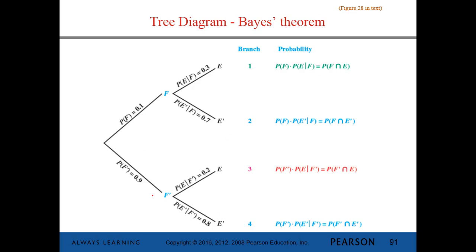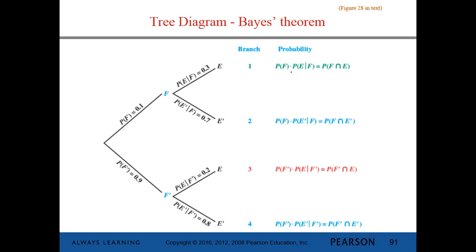Okay, and so if we add those, we should get 1, right? So these will add up to 0.1. This will add up to 0.18. So that'll be 0.28. And this is going to be 0.72, which will add up to 1. So that works.